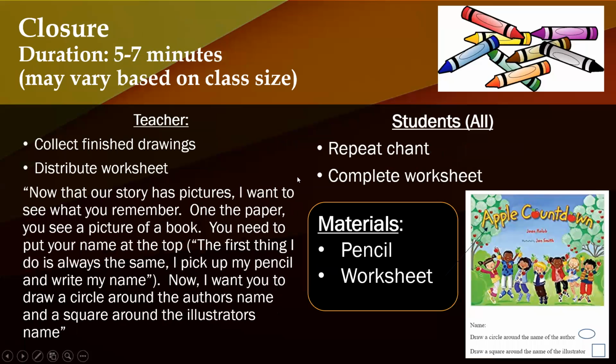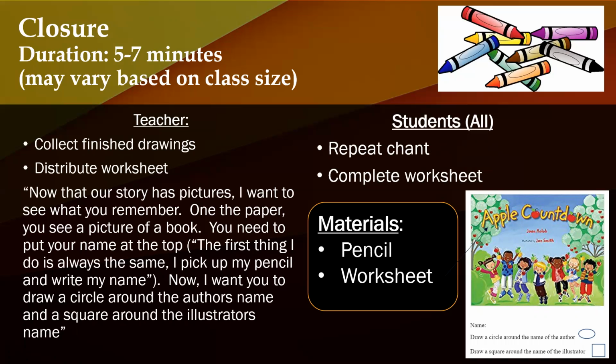So here's a closure. This can take place, again, either the next day, at the conclusion of their drawings, or at another time, if you want to extend this lesson over a number of days. As the teacher collects the finished drawings, you're going to then distribute a worksheet. A suggested script includes, now that our story has pictures, I want to see what you remember. On the paper, you see a picture of a book. You need to put your name at the top, and we have the chant, the first thing I do is always the same. The students reply, I pick up my pencil and write my name.